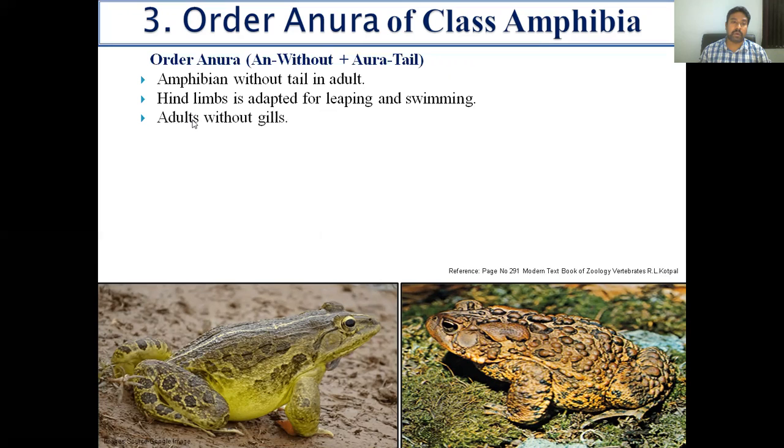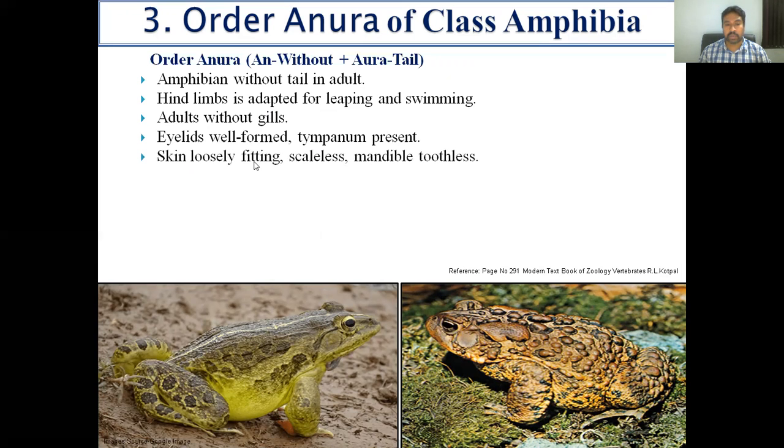Adults are always without gills. The gills are only present in the larva. Eyelids are well developed and the tympanum is present. Here we can see this is the eyelid and this is the tympanum. Tympanum is present in the order Anura. This is a hearing structure. The skin is loosely fitted, scaleless, and the mandible is toothless. The pectoral girdle is bony, ribs absent or reduced. Fertilization is always external and it occurs in water.